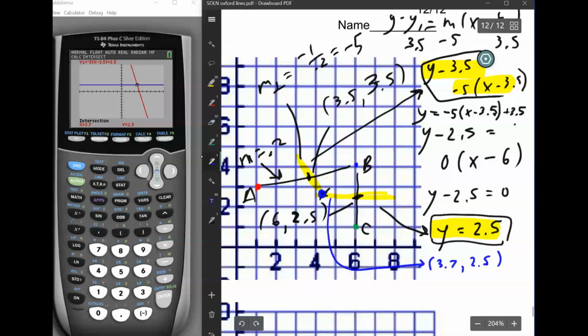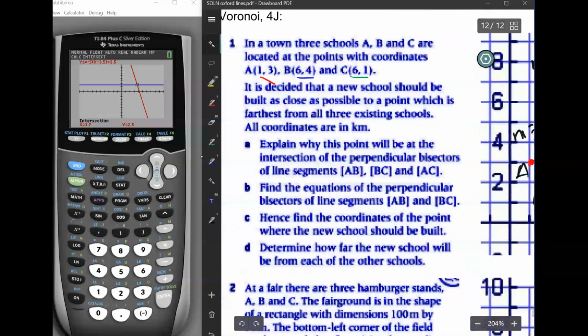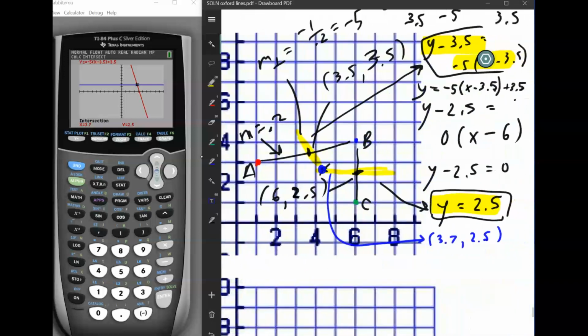That is the point where we should put the new school. And is that all they asked? Determine how far. Oh, now that was to find out where the new school should be built. Now, determine how far the new school will be from each of the other schools. Okay, now to do this, we're going to have to do the distance formula.